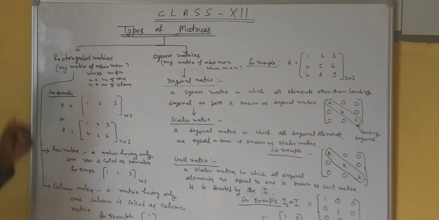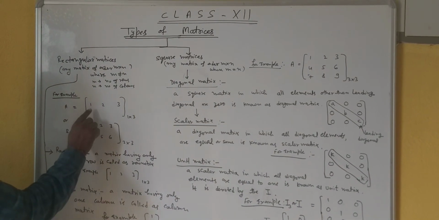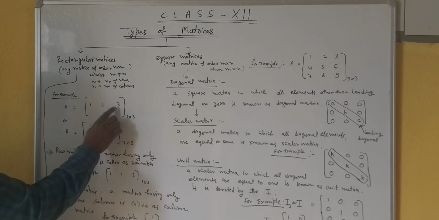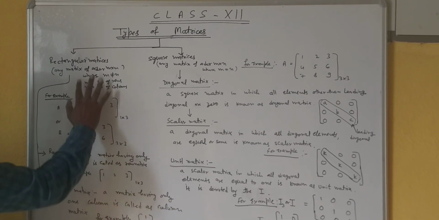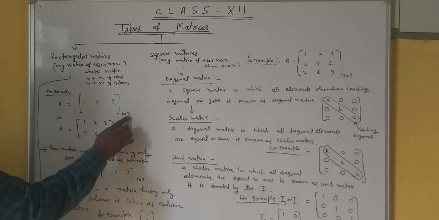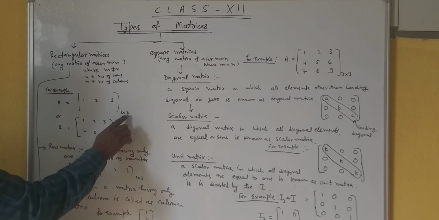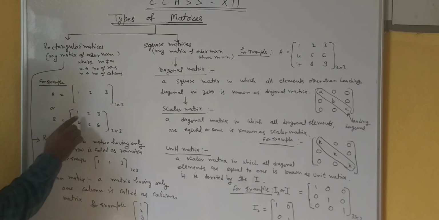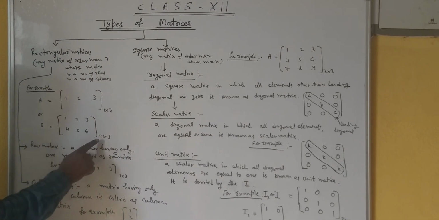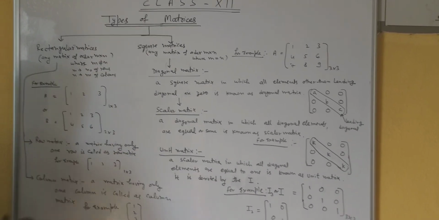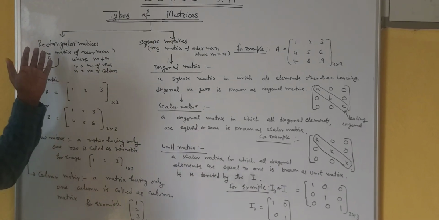Now in the rectangular matrix, let A be a matrix which has elements 1, 2, 3. Here there is only one row and 3 columns. So the number of rows is 1 and the number of columns is 3. M is not equal to n. Similarly, in the next matrix you can see there are 2 rows and 3 columns, having order 2 by 3. Therefore, these matrices are examples of a rectangular matrix.